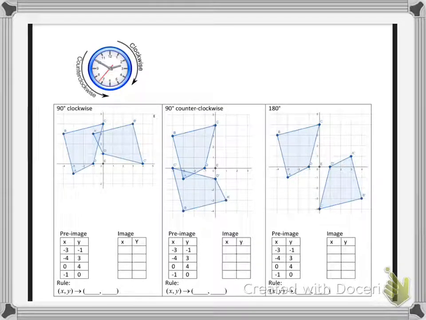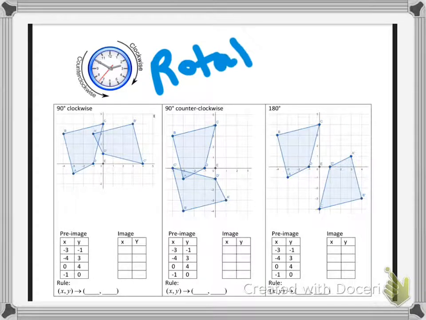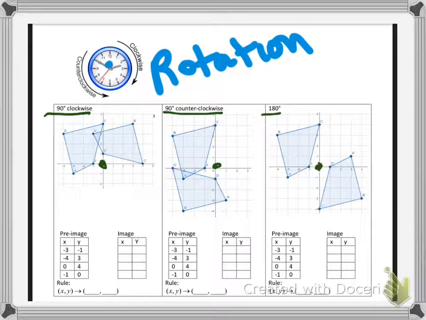Okay guys, today we're going to talk about our second transformation, which is rotation. Rotation can go at any angle around a central point. And it can go clockwise, meaning in the same direction as the hands of a clock move, or counterclockwise, which is the opposite direction. We're going to look at 90 degrees clockwise around the origin, 90 degrees counterclockwise around the origin, and 180 degrees around the origin, and see what happens.